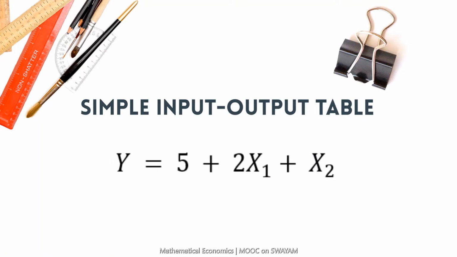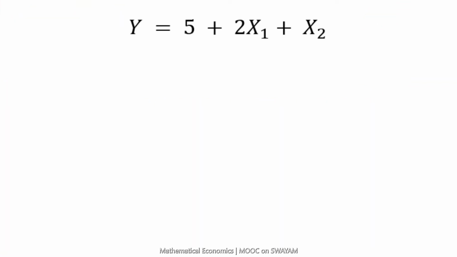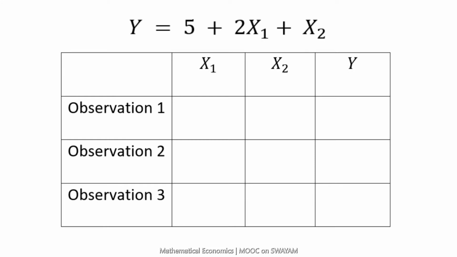For a simple function with 3 variables, one dependent variable y and 2 independent variables x1 and x2, y equal to 5 plus 2x1 plus x2 defines a rule. Therefore, if x1 is equal to 0 and x2 is equal to 0, y is equal to 5. If x1 is equal to 1 and x2 is equal to 0, y is equal to 7. If x1 is equal to 0 and x2 is equal to 1, y is equal to 6.